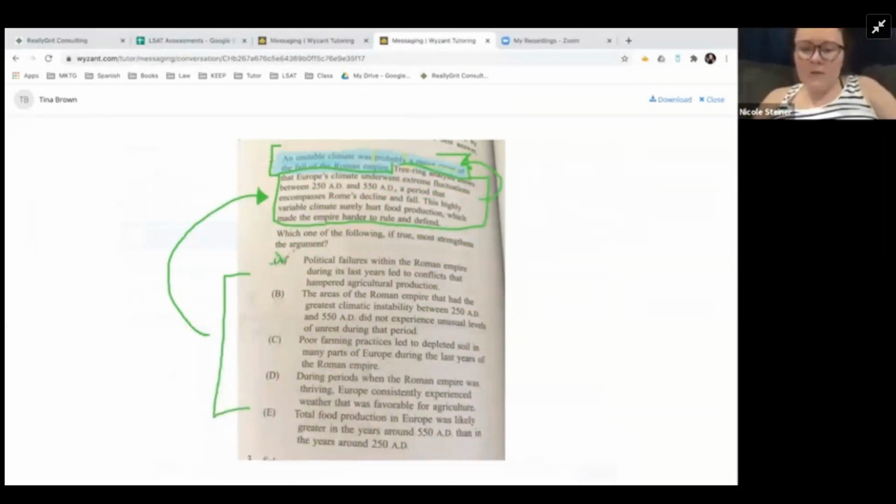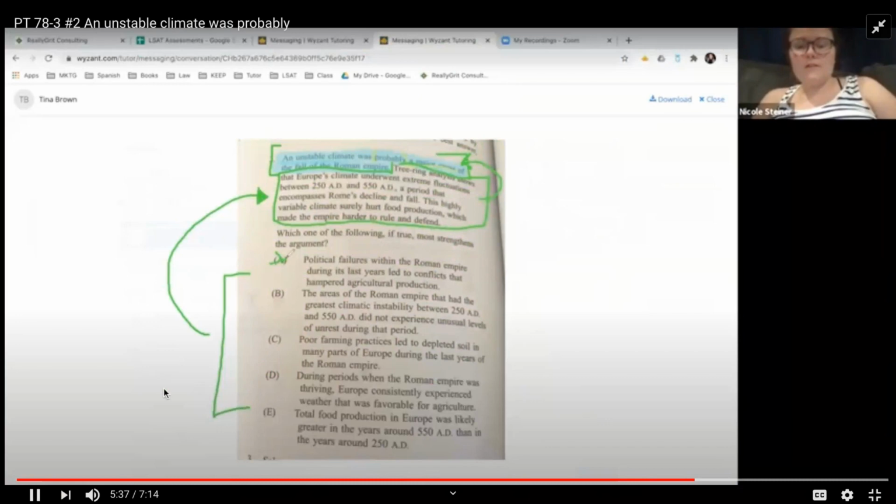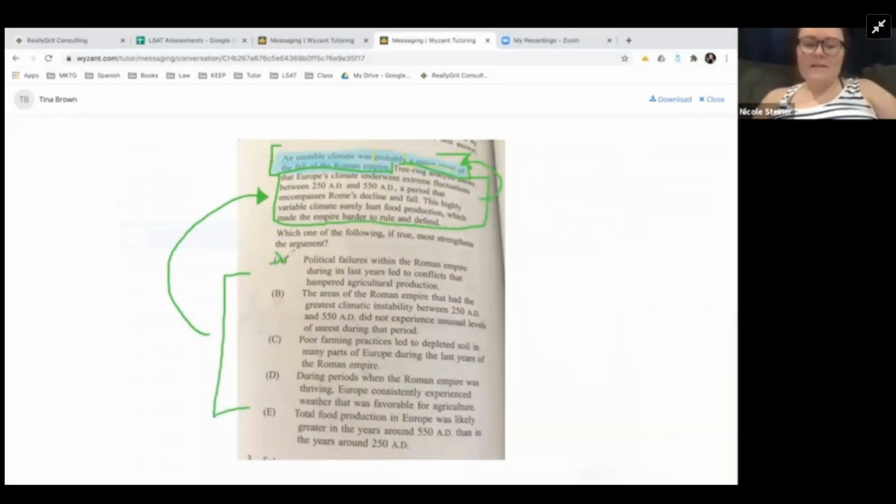B: The areas of the Roman Empire that had the greatest climatic instability between 250 AD and 550 AD did not experience unusual levels of unrest during that period. Okay, that doesn't really make sense because we're saying that the climatic instability is what caused the unrest. So no, not B. C: Poor farming practices led to depleted soil in many parts of Europe during the last years of the Roman Empire. Well, wouldn't that be saying that the poor farming practices are what led to the depletion of the soil, not the weather? And so, not C.